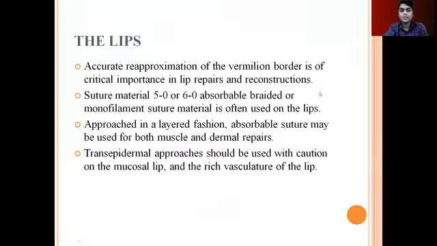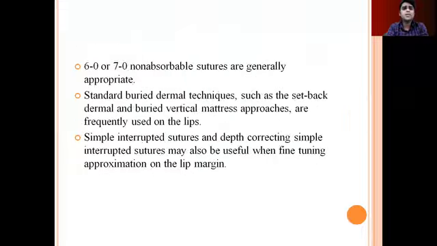Coming to the lips, what is important in closing the lip defects is the approximation of the vermilion border, which is of extreme aesthetic importance. Suture material 5-0 or 6-0 absorbable braided or monofilament suture materials is often used on the lips. It is approached in layered fashion. Absorbable suture may be used for both muscle and dermal repairs. Transepidermal approaches should be used with caution on the lip because of the rich vasculature of this region. 6-0 or 7-0 non-absorbable sutures are generally appropriate.